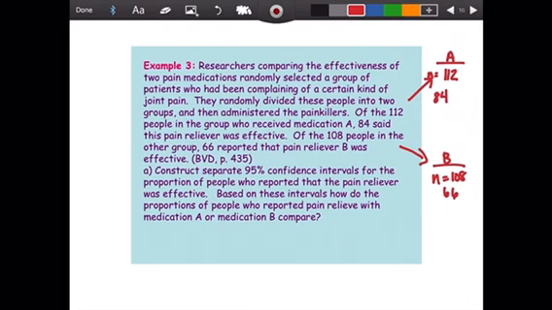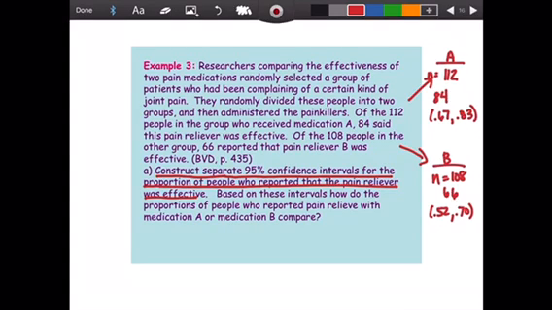So we're going to go back to what we've been doing in the last unit before this one, and we're going to construct separate 95% confidence intervals for the proportion of people who reported the pain reliever was effective. So we're going to calculate a confidence interval for medication A and a confidence interval for medication B. When we do that, the confidence interval we get from medication A is from 0.67 to 0.83, and the confidence interval we get from medication B is from 0.52 to 0.70.